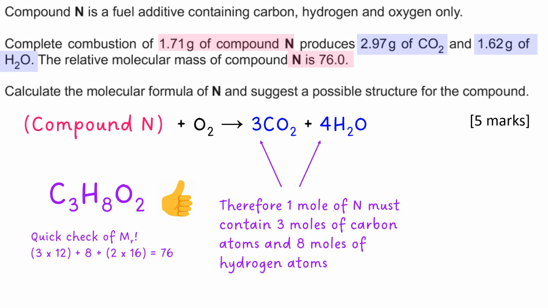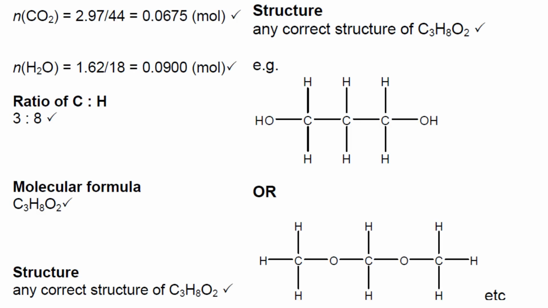Now in terms of suggesting a structure, it's important to look at the command word. It says suggest. It doesn't say what is the structure. There might be several options that could work. So at this point I'm going to share the mark scheme with you so you can see how far we've got. So we've got all the points for the data crunching, 0.0675, 0.0900, the correct ratio of carbon to hydrogen, the molecular formula, and any correct structure. So it's interesting, they don't actually specifically say any one. So anything that matches C3H8O2 would be accepted here.